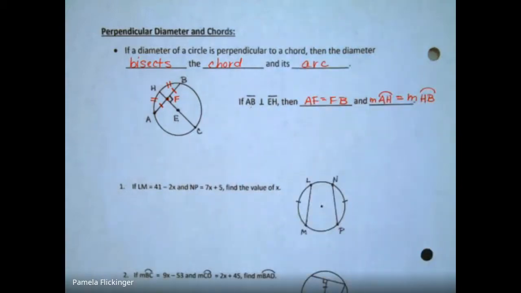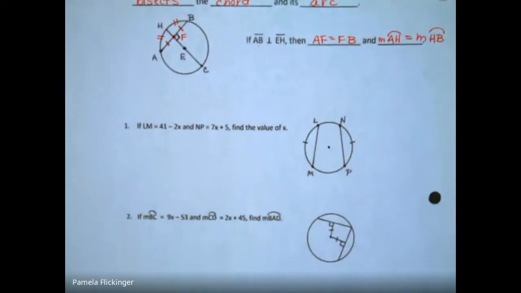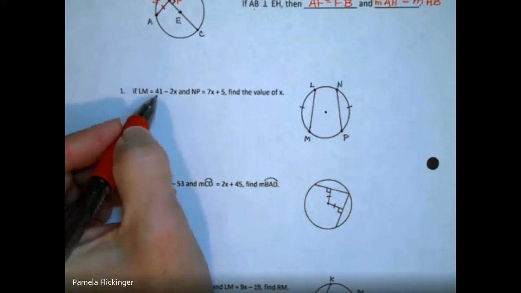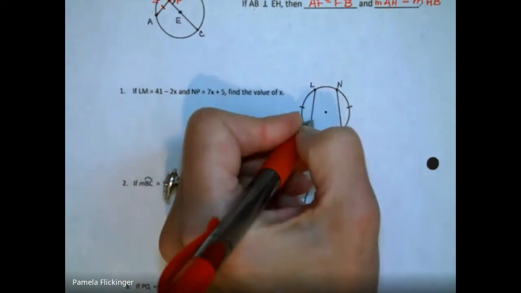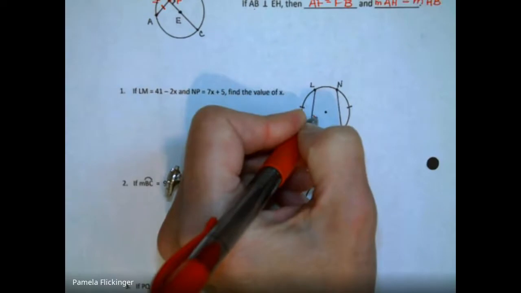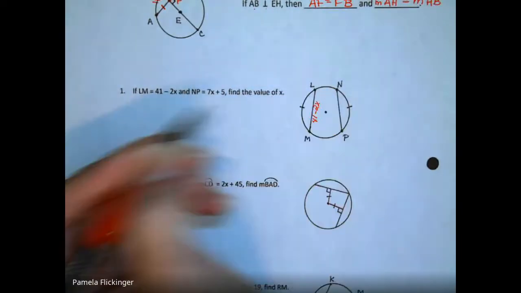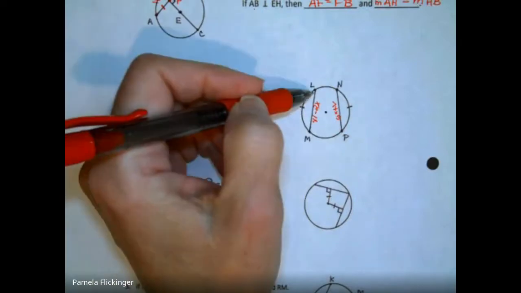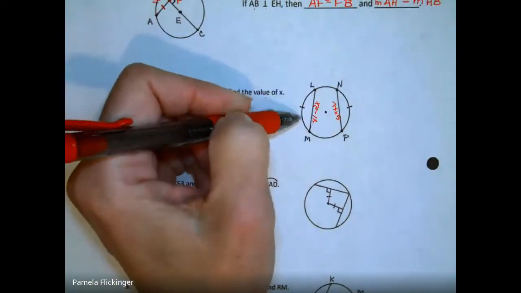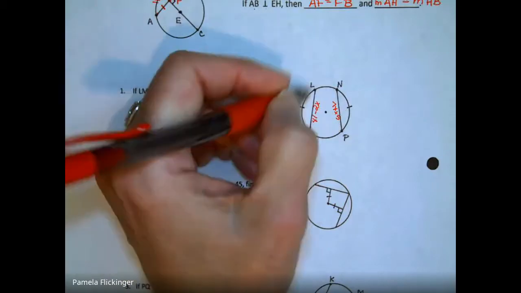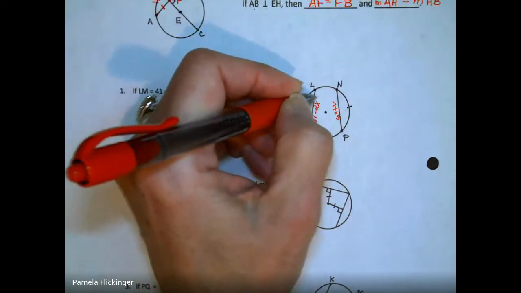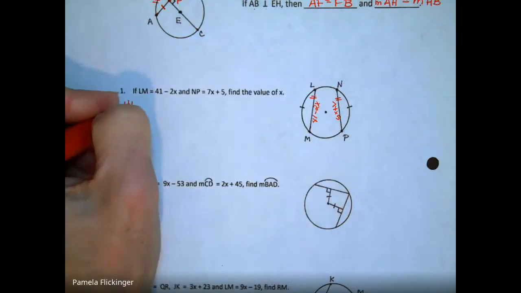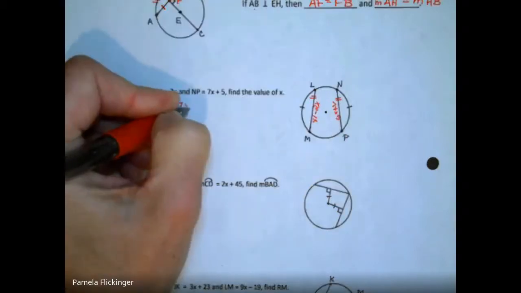Okay, so let's look at a couple examples. Number one: if we know that segment LM is 41 minus 2x, and NP is 7x plus 5, find the value of x. Well, I noticed those two arcs are marked congruent. So that tells me that these two chords are going to be congruent as well. So 41 minus 2x is going to equal 7x plus 5.